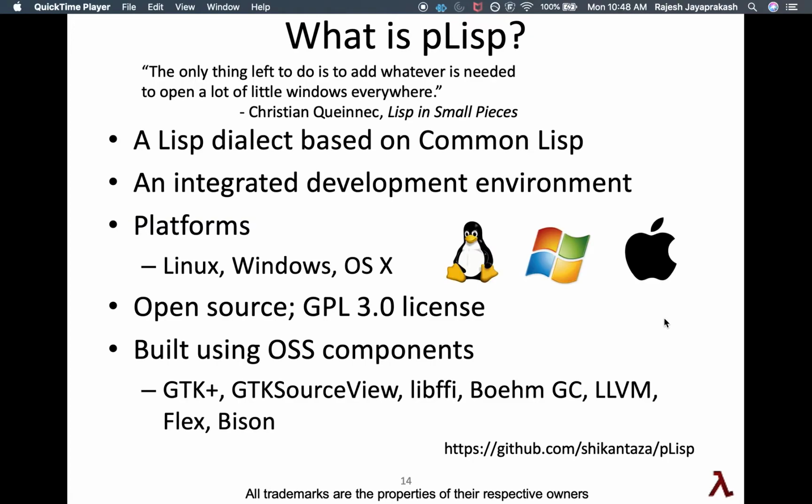Okay, a sort of a sidebar here, we talk about what is pLisp. So pLisp is a Lisp dialect based on Common Lisp, and it's also an integrated development environment. And I presented this work in ELS 2018, and pLisp is available on Linux, Windows, and OS X, and it's fully open source with a GPL 3.0 license, and it's of course built using OSS components.